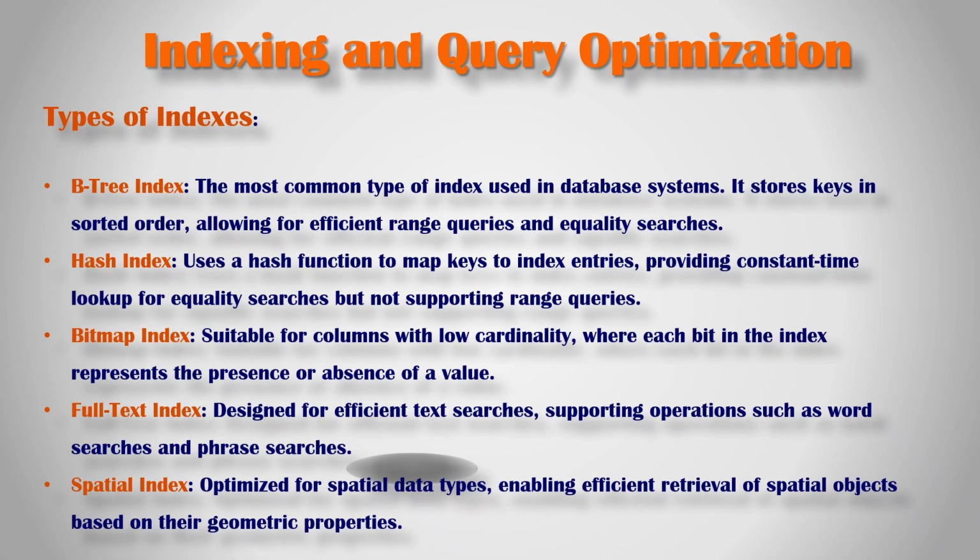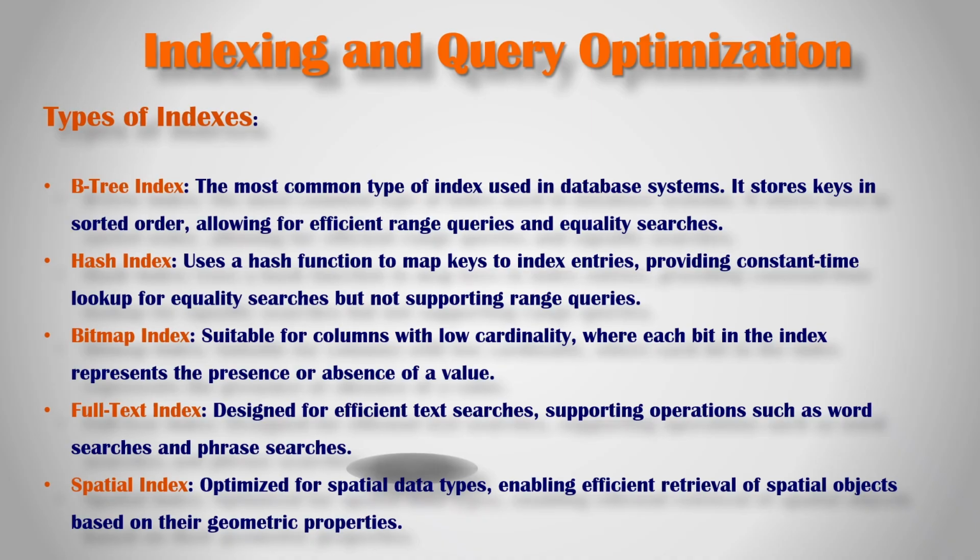Types of indexes. B-tree index. The most common type of index used in database systems. It stores keys in sorted order, allowing for efficient range queries and equality searches. Hash index uses a hash function to map keys to index entries, providing constant time lookup for equality searches but not supporting range queries. Bitmap index, suitable for columns with low cardinality, where each bit in the index represents the presence or absence of a value.